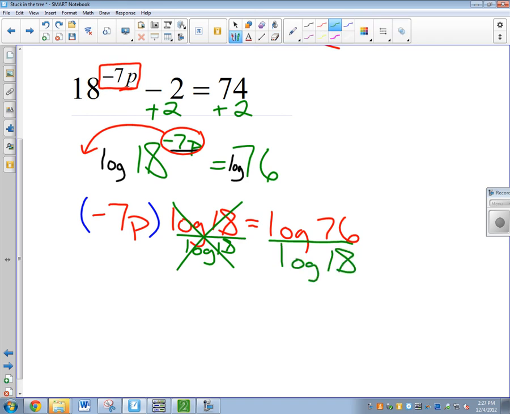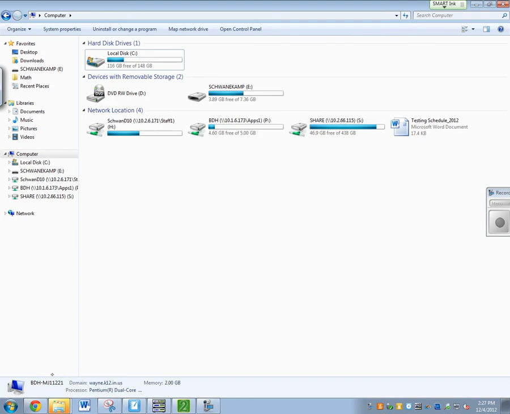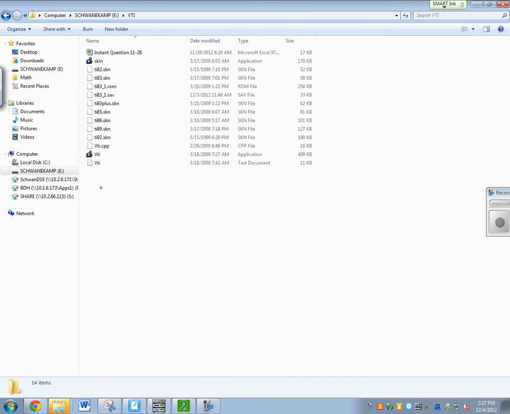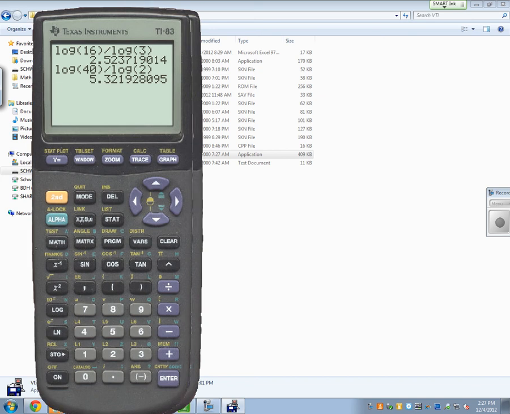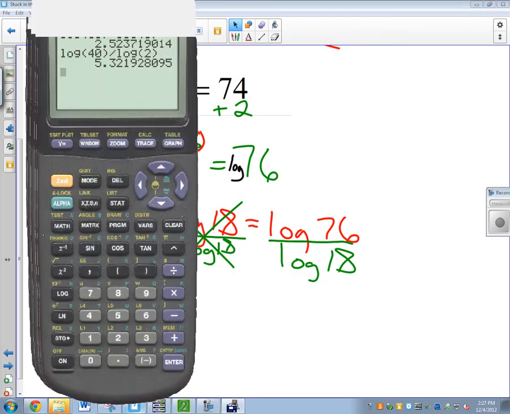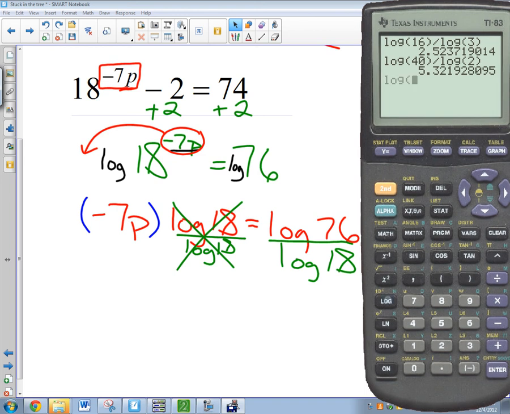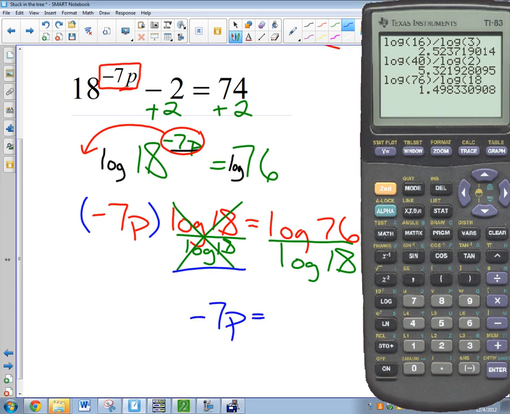Log 18. All right, so at this point, we would need to break out our calculator. So give me 1 second as I pull my calculator up. So we have our calculator pulled up here. We're going to use the log button. If you have your phone, probably not as effective. You probably actually need a real calculator here. So I'm going to take the log of 76, close my parentheses, divided by the log of 18, and I'm going to hit enter. So that means here that negative 7p, this canceled out, that canceled out. So negative 7p is equal to that decimal, 1.498, and so on.